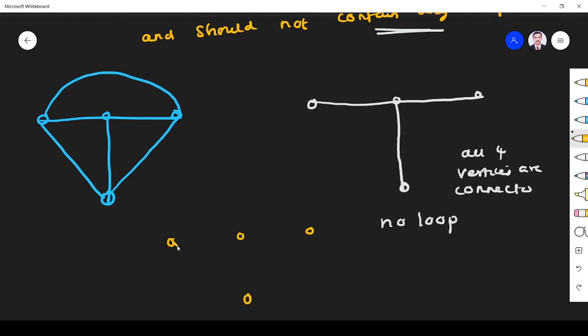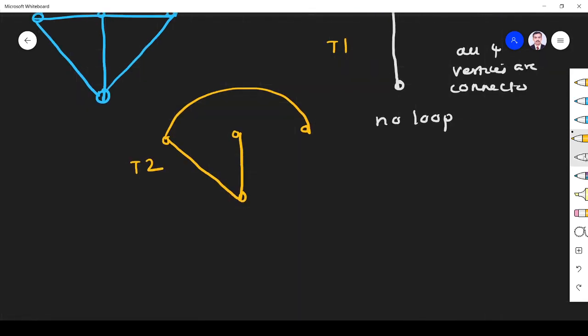So let us see. This is another tree. Here you see all the 4 are connected. All the 4 vertices are connected, but no loop. Right? So this may be called tree 1, it may be tree 2. We can draw one more tree. How can we draw? Let us take this. Whenever you draw a tree, you take all the vertices of a graph. I will draw a tree. You see, this one is another tree. In the same manner you draw. This is tree 3. Fine.